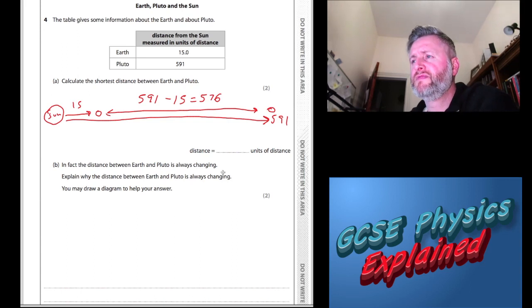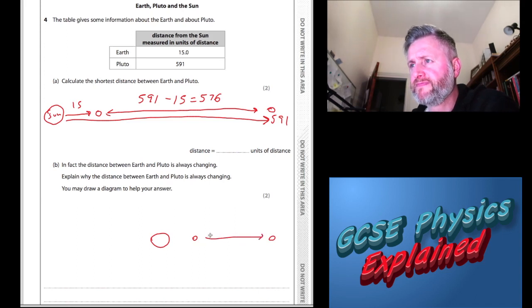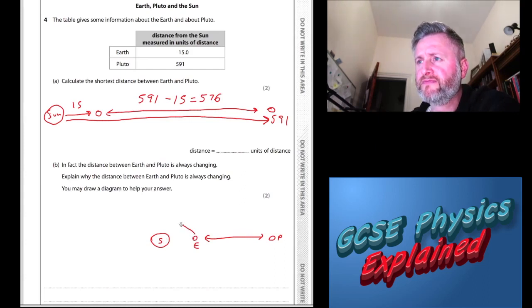In fact, the distance between the Earth and Pluto is always changing. Explain why the distance between the Earth and Pluto is always changing. You may draw a diagram to help your answer. Right, well, there's the Sun, there's the Earth, there's Pluto. So you can see the distance there is that much, whatever that is. Now, P for Pluto, E for Earth, S for the Sun. Because the Earth is closer to the Sun, it's orbiting faster. So in the same amount of time, Pluto might have just gone to there.